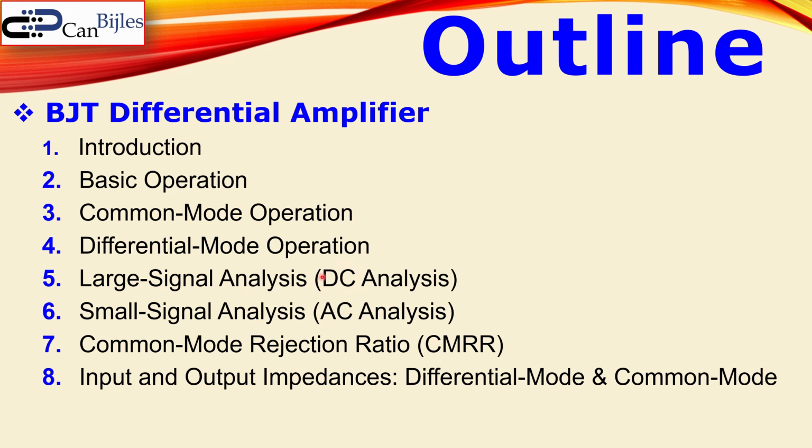This is also called the DC analysis. We also have the small signal analysis after that, which is also called the AC analysis. And from there, we will use the common mode rejection ratio, short for CMRR. And finally, we will also look at the input and the output impedances for the differential mode and common mode operation. So there will be a detailed video where you see a lot of aspects of this differential amplifier.